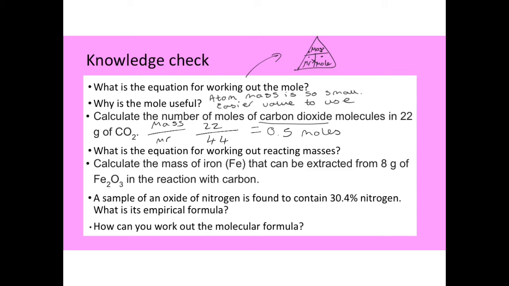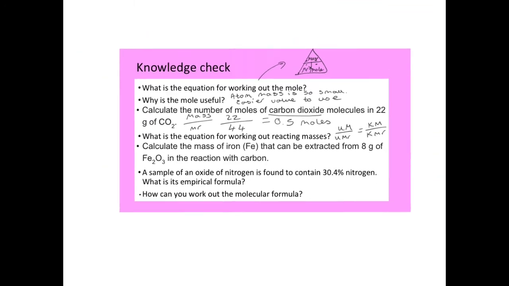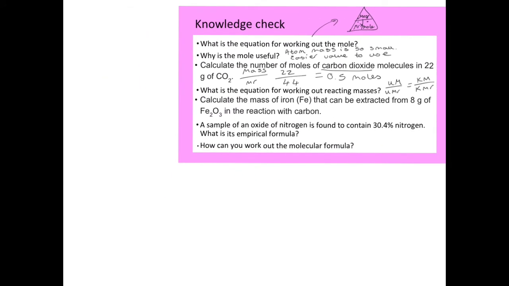What is the equation for working out reacting masses? You do unknown mass over unknown Mr equals known mass over known Mr. Okay. Calculate the mass of Fe that can be extracted from 8 grams of Fe2O3 in a reaction with carbon. Okay. So let's move that out of the way a little bit. So we've got Fe and we've got Fe2O3. So mass and then Mr.